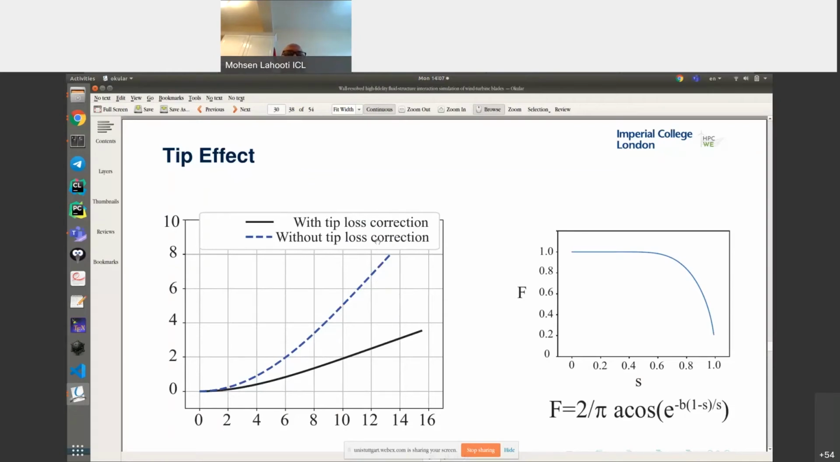For the case that we don't use the tip effect, it produces a very large deformation compared to the one where the tip effect is considered.